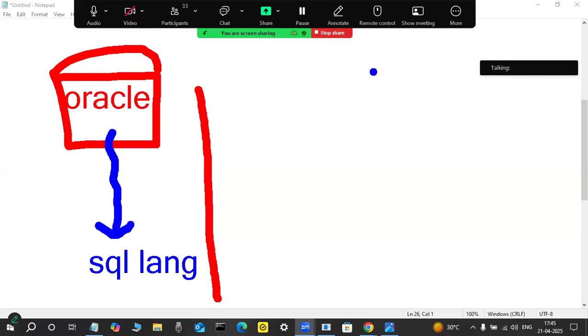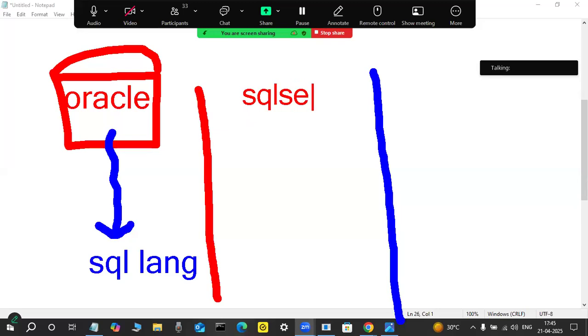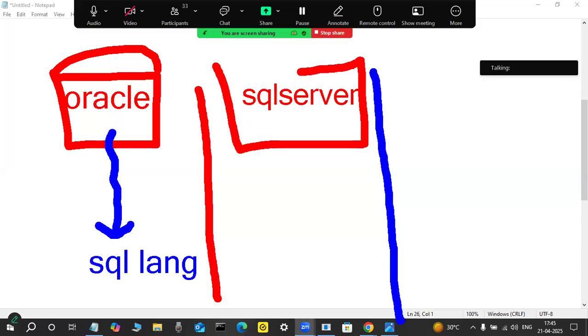Now concentrate. In software companies, so many projects are there. Suppose, for example, in my company, another database product is there. That is also a popular database product. What is that? SQL Server. Same like Oracle, SQL Server is a database product. Anybody having an idea? That is a Microsoft product. This is also a database product, same like Oracle, but a different company's product. That is the SQL Server product. This is also a relational data model product.